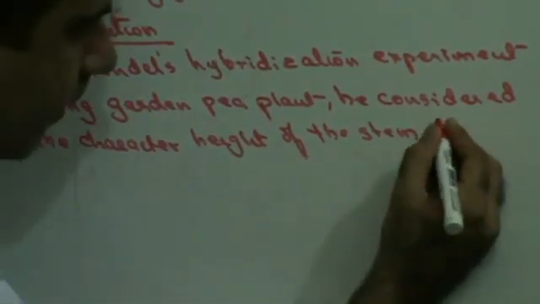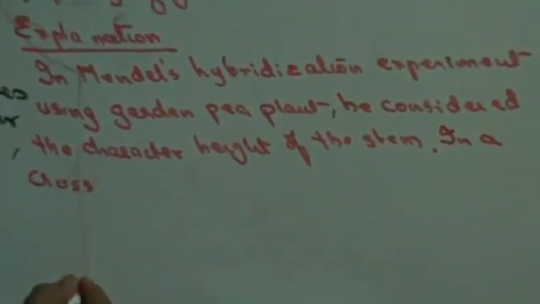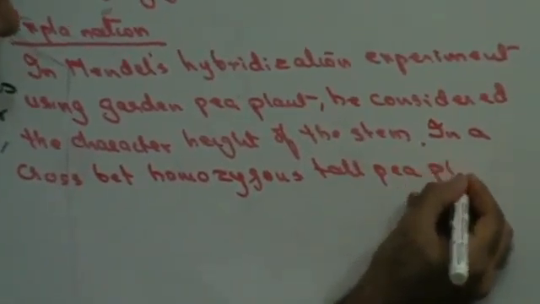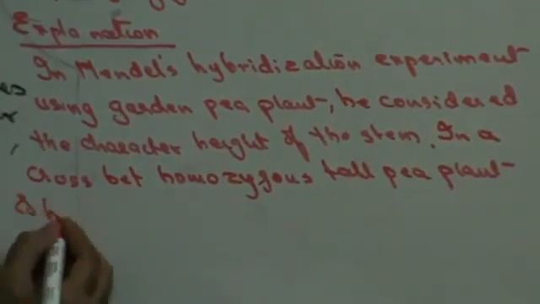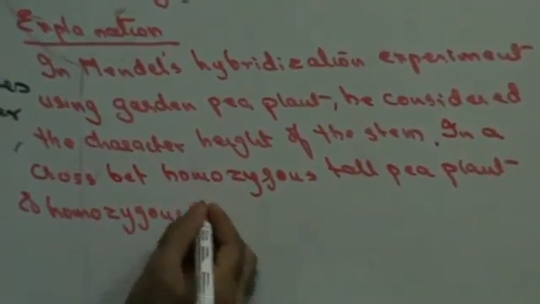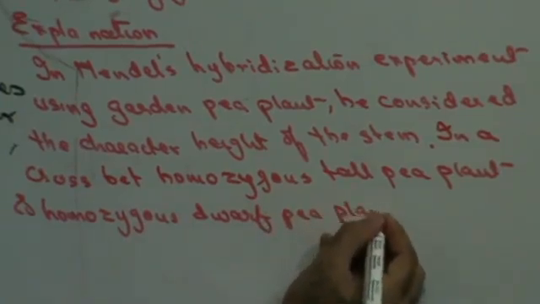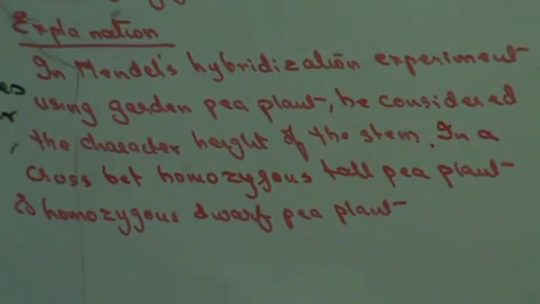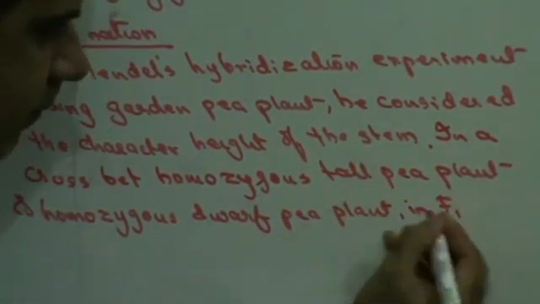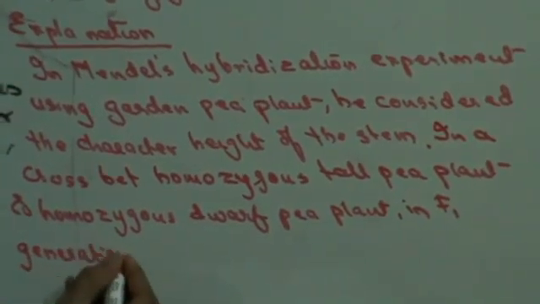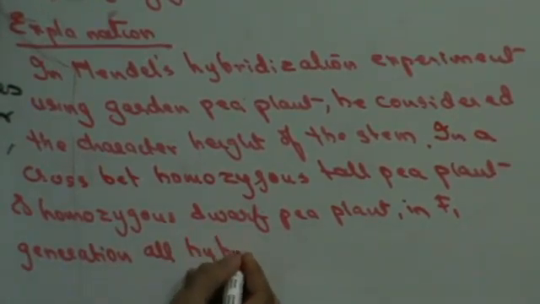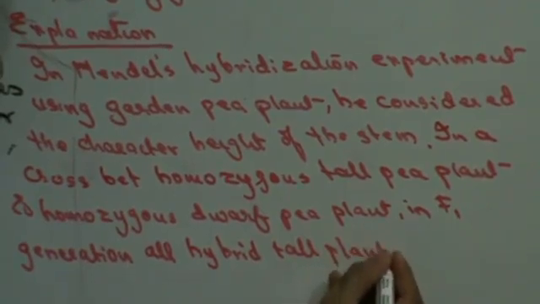So, in a cross between homozygous tall pea plant and homozygous dwarf pea plant, in the F1 generation, all hybrid tall plants were obtained.